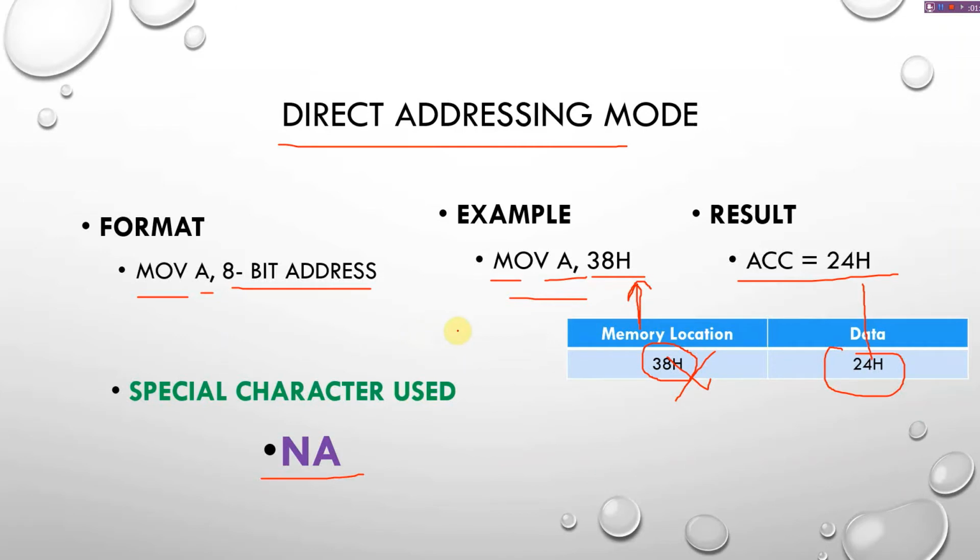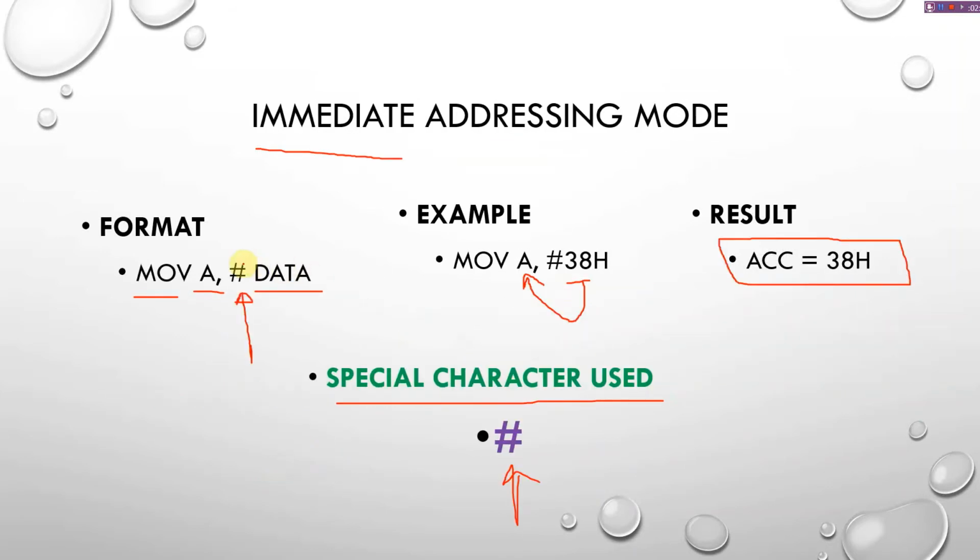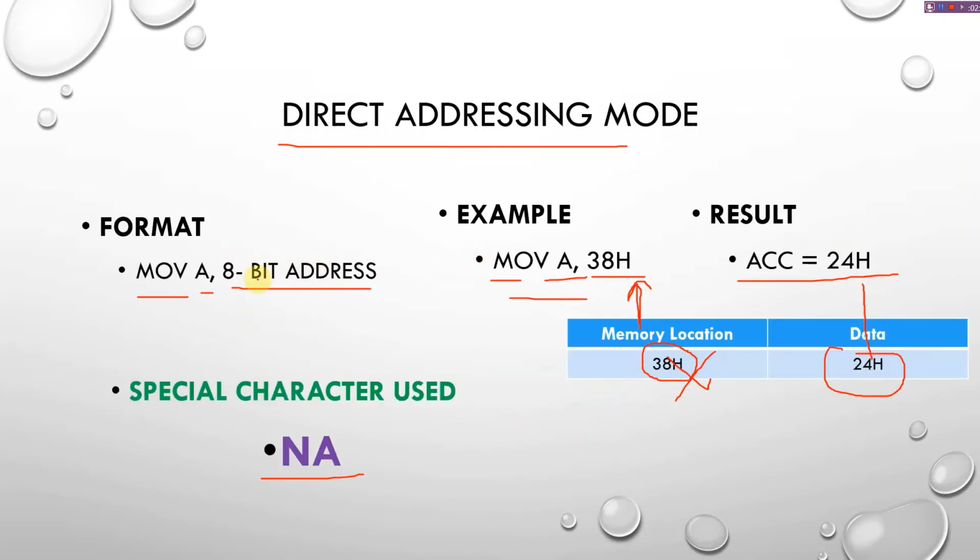So the difference between the immediate addressing mode and the direct addressing mode is that in the immediate addressing mode, the information or the data will be preceded by the hash sign. If there is no hash sign, then that hexadecimal number will be interpreted or taken as an address instead of data.